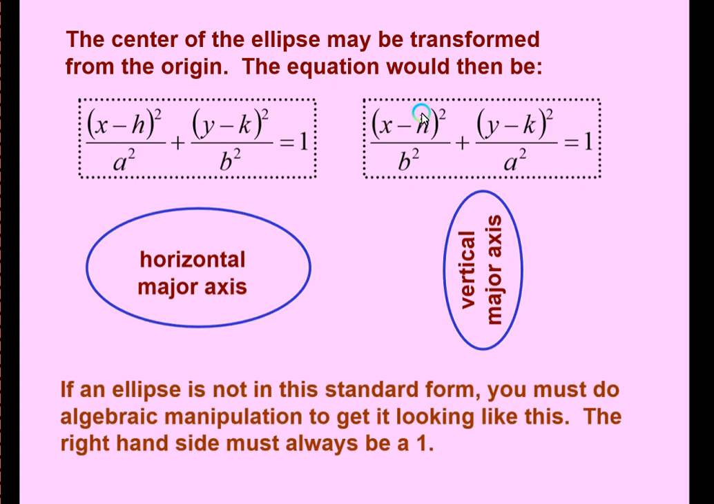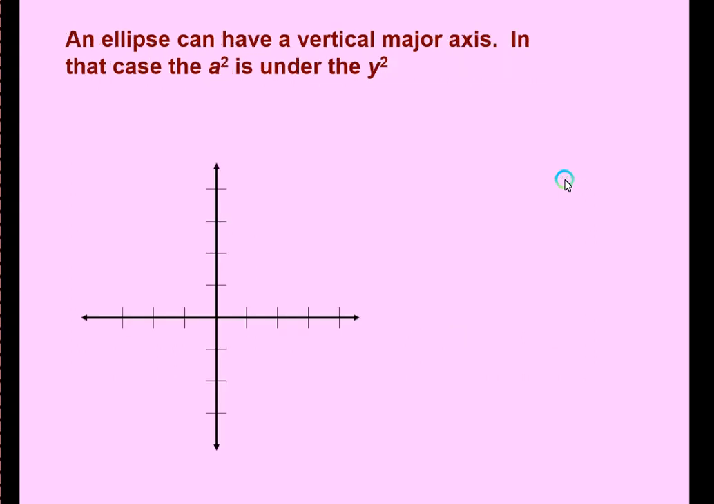If an ellipse is not in the standard form, you must do algebraic manipulation to get it looking like this. So the easiest way for us to identify a and b is for our equation to look like this. That way we can also identify the coordinates of the center of the ellipse.